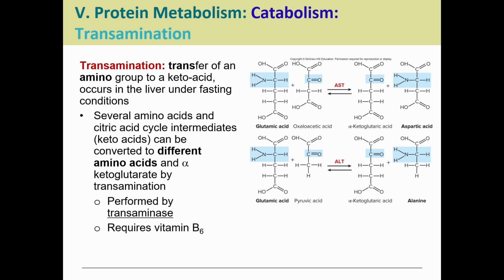Now there's also transamination. Transamination is the transfer of an amino group, right, under fasting conditions. So this is basically what I really want you to get out of this is that we are going to be taking amino acids and converting them from one type to another. So here, right, we're going from glutamic acid to aspartic acid. Or here we're going from glutamic acid to alanine. So I'm not worried about you memorizing, again, any of the specifics about this. But just understanding what is transamination, we are becoming a different amino acid, right?